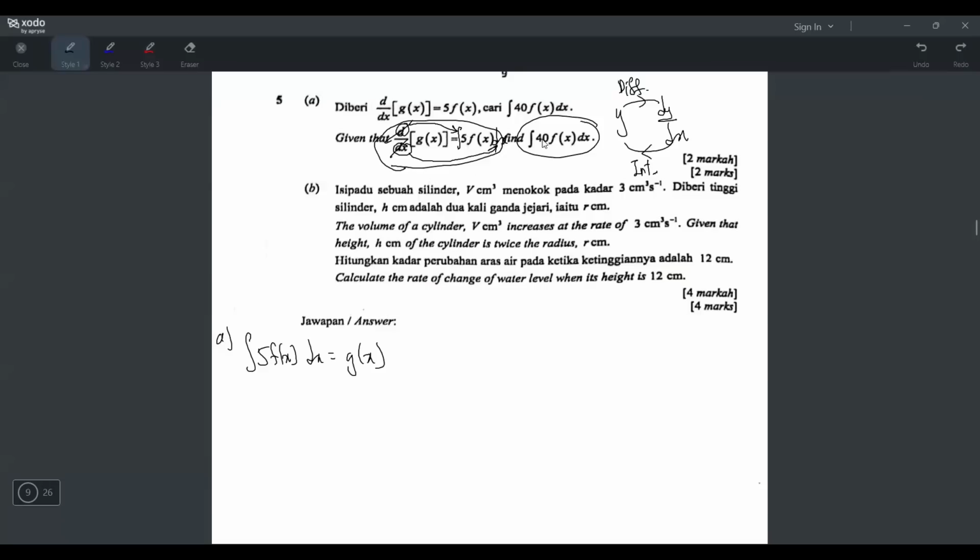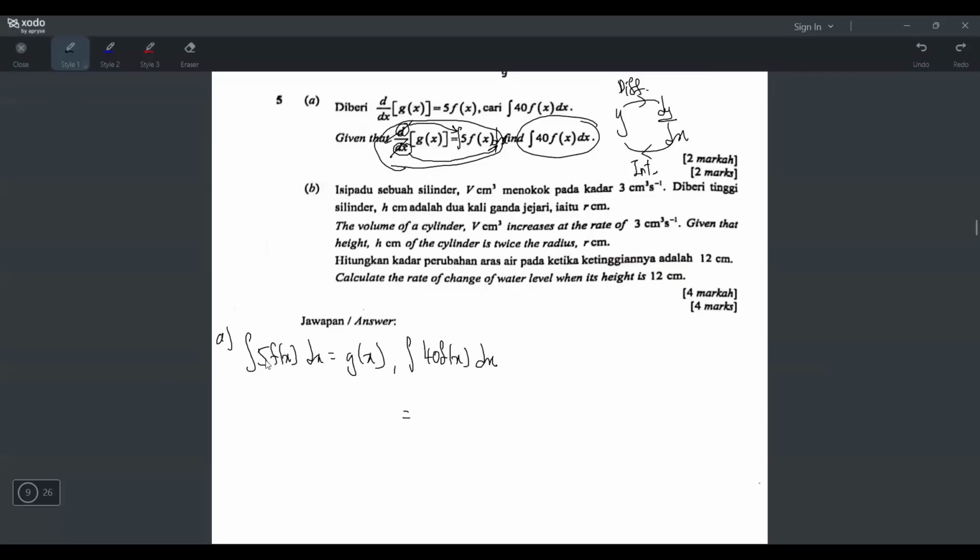Okay. Now they want to find integrate 40fx dx. This one I'll write beside. So can you give me any idea? I already know integrate 5fx dx is gx, but I want to find integrate 40fx dx. So what do I have to do now? I think I have to take out the 5 here, and the 40 here also I have to take out, right? But how to take out?